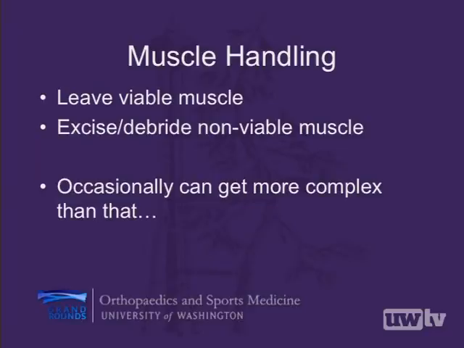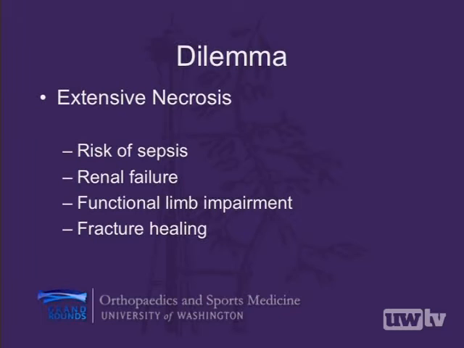That leads to the dilemma of what to do when the compartment is opened and extensive necrosis is identified. As Kyle said, we have problems with sepsis, problems with renal failure, functional limb impairment, and if associated with a fracture, problems with fracture healing. You made the call to open the compartment because it's frequently extremely hard to know when the ischemic process really began, so what do you do? I think here are some of the options.